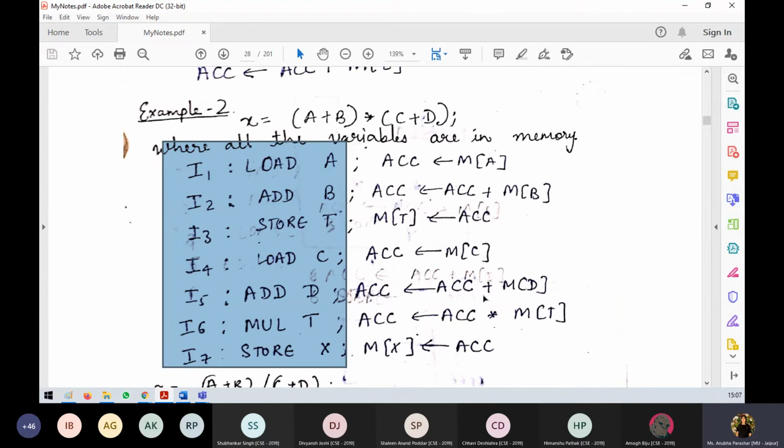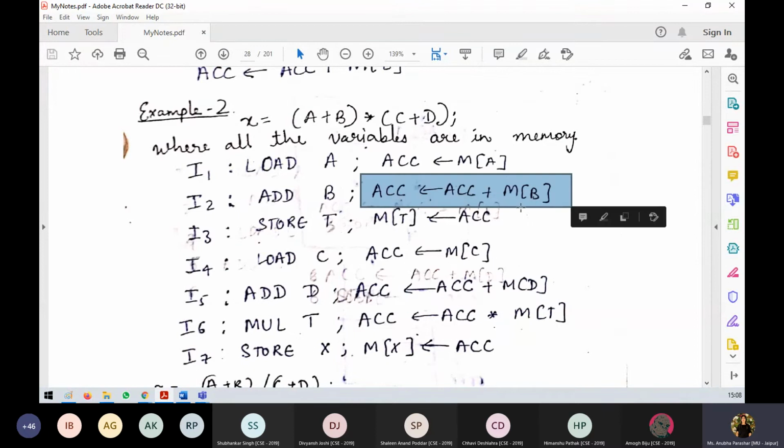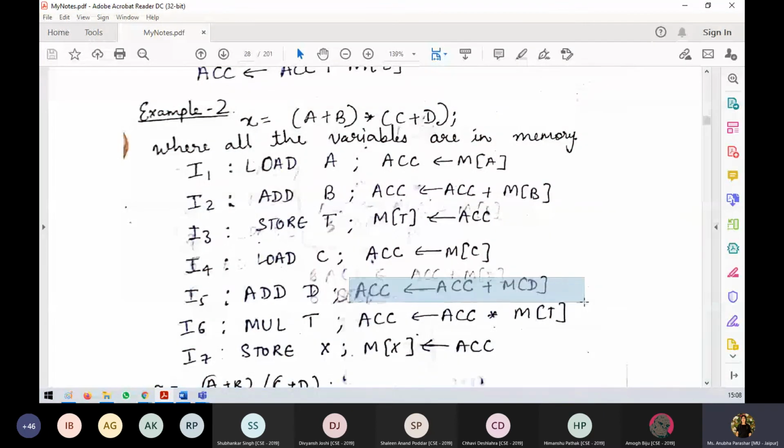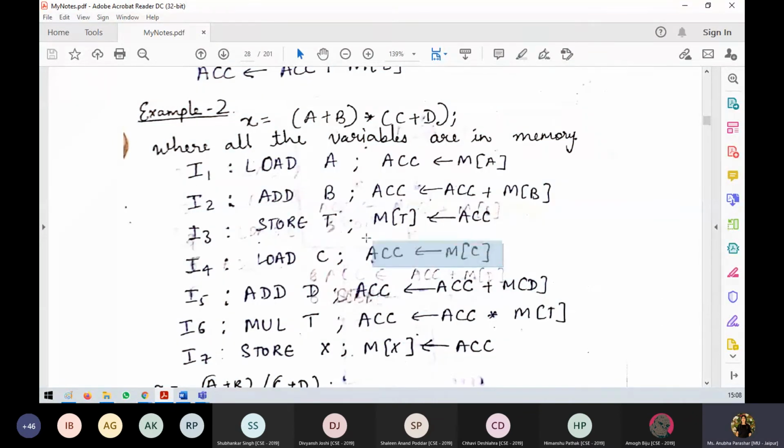This is the same instruction. You don't worry about this instruction, you have already done it here. You have done this for A plus B, and this is what you are doing for C plus D. And this instruction is the same for this one, right? So you are adding it and storing it in accumulator. So right now accumulator consists of this value and temporary register has this value.